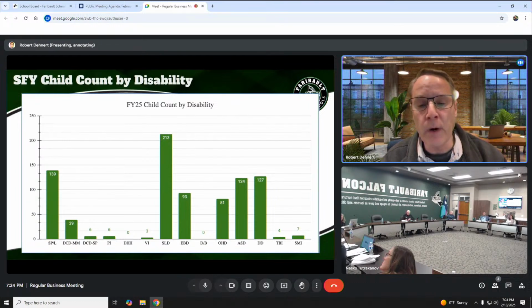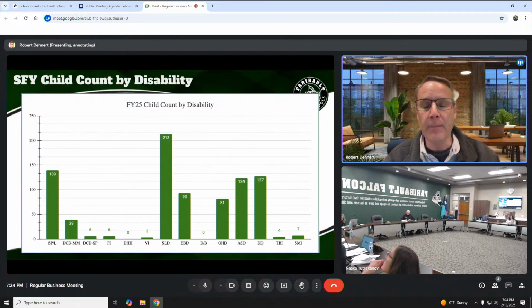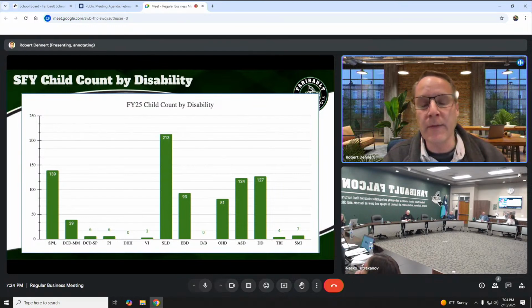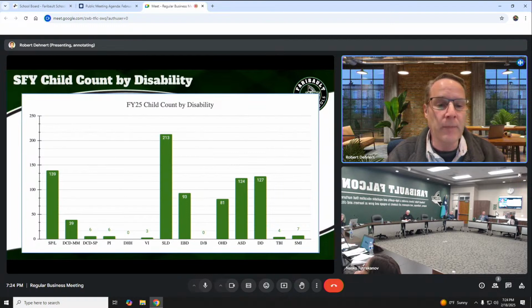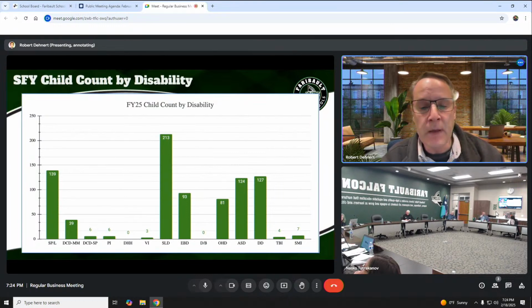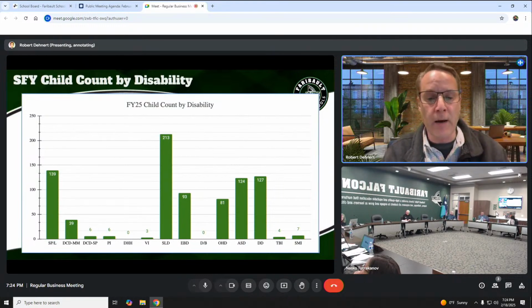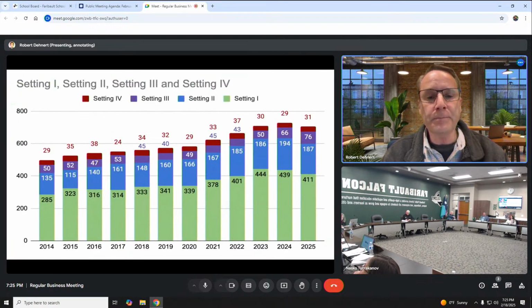This is a breakout of where our disabilities lie, where our child count lies by disability. It's pretty reflective of what's been happening for several years. Our highest population is significant learning disabilities, followed by speech language impairment, and then a virtual tie for ASD and developmental delay, and EBD and OHD at lower levels. That's remained pretty consistent for the past several years.